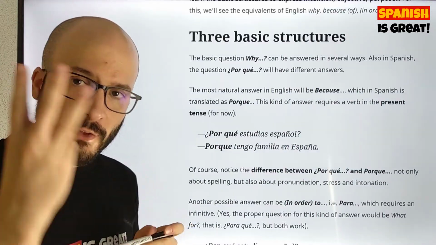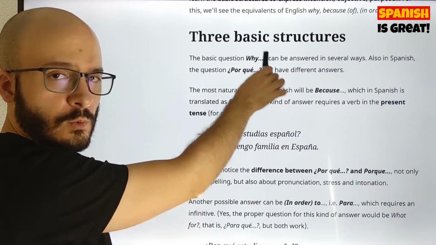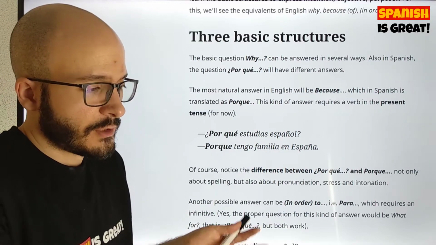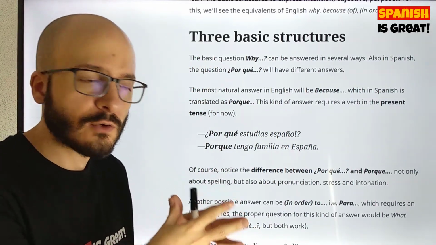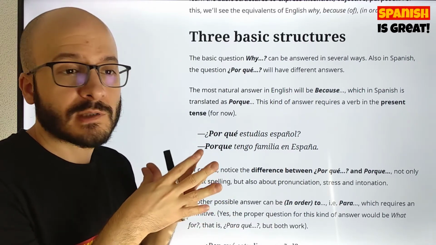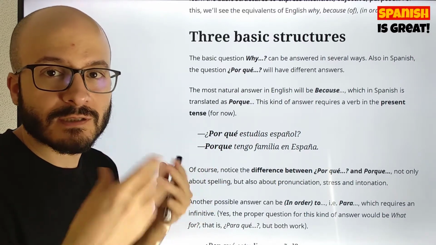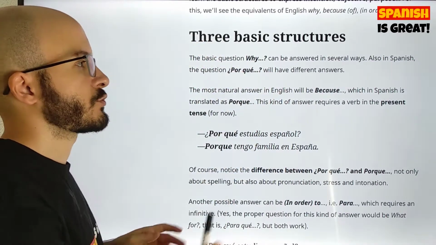So we have three basic structures. The basic question, why, can be answered in several ways. So pretty much these three basic structures that we are going to see. Of course, you can answer them in many other ways, but those require more knowledge that we still don't have, no? So for now, these three basic structures, no?